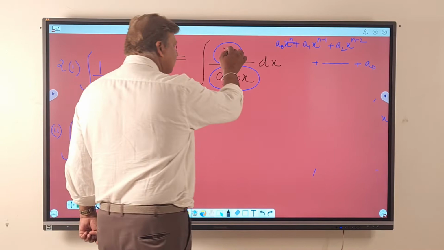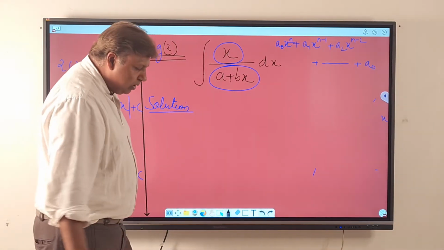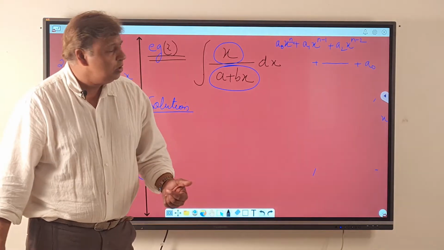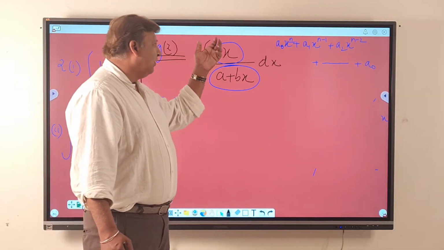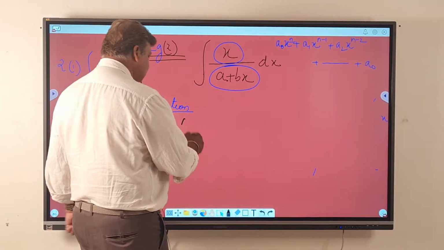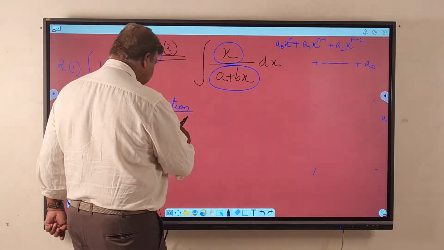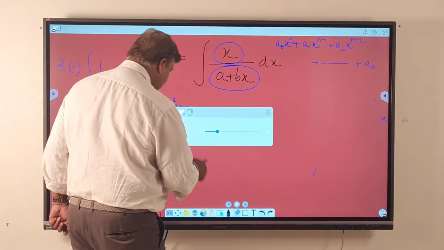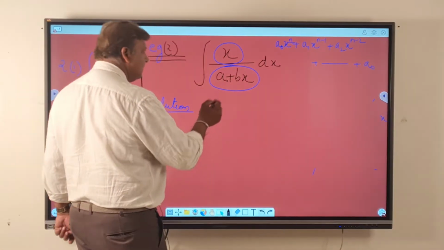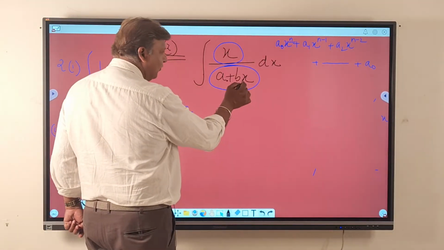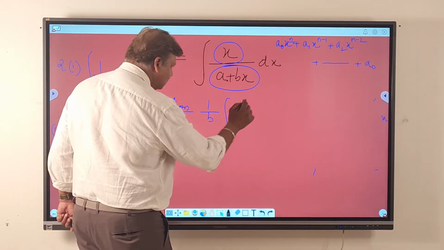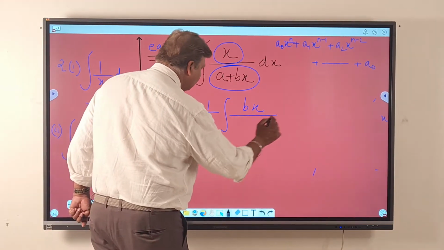Now whenever the degree of the numerator and denominator of a polynomial is the same, obviously degree of a polynomial, that's what we are referring to, in that case you will write the numerator exactly in terms of the denominator. So how would you express it? Now b is the coefficient of x here. So what I'll do, I'll multiply and divide by b. Am I right, students? And what else I'll do?